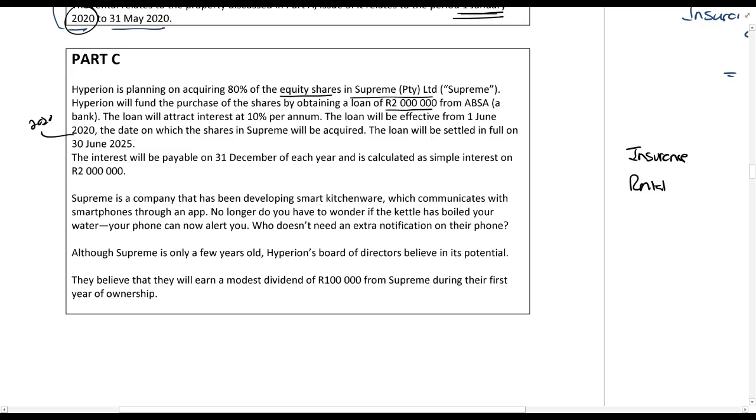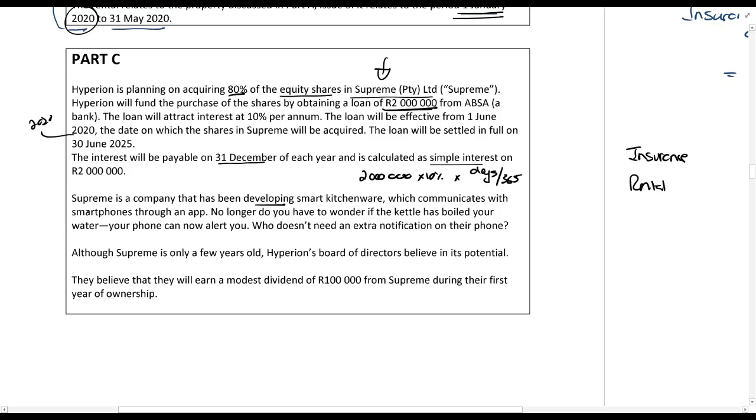The interest will be payable on the 31st of December of each year and is calculated as simple interest on 2 million. That just means 2 million times 10% times the number of days over 365. Let's recap: we're going to take out a loan for 2 million rands to buy 80% of the shares in a company called Supreme. Supreme has been developing smart kitchenware which communicates with smartphones through an app.